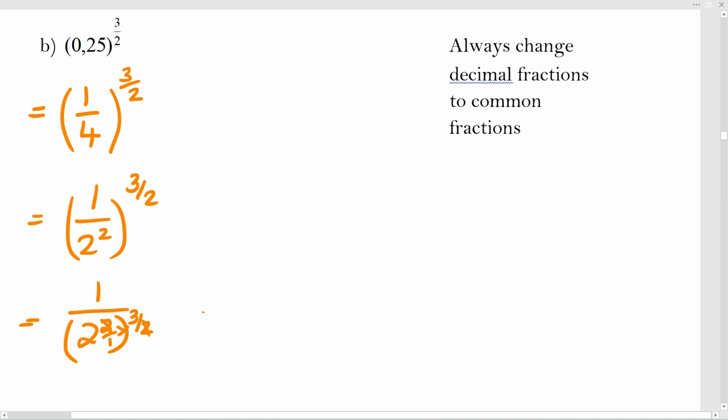The 2's will cancel again, and I'm just going to have 2 to the 3 at the bottom. Okay, don't forget the top's got a 1. 2 to the 3 is 8, so my answer is 1 over 8.